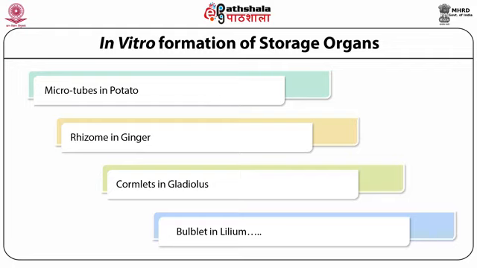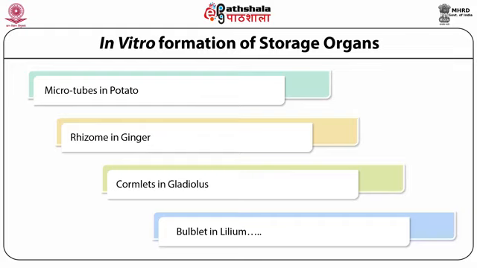So your yields get reduced. So if you don't want to compromise on those, then you go for in vitro procedures, in vitro storage organ production. It has been successfully done. Rhizomes in ginger have been produced, gladiolus cormlet production, bulblets in lilium.